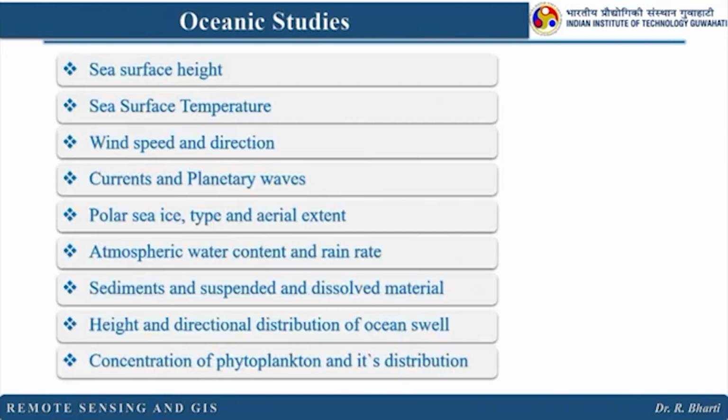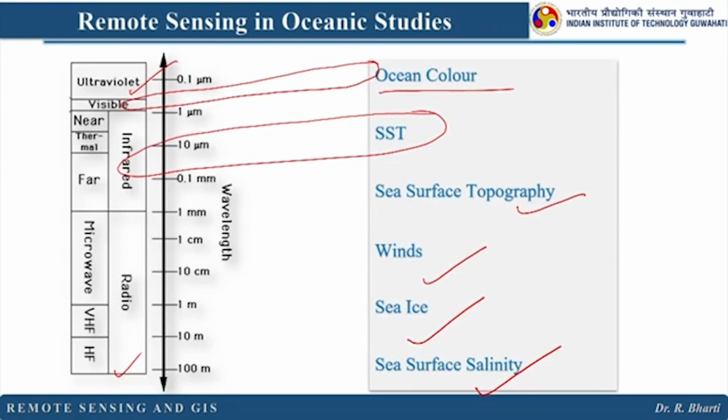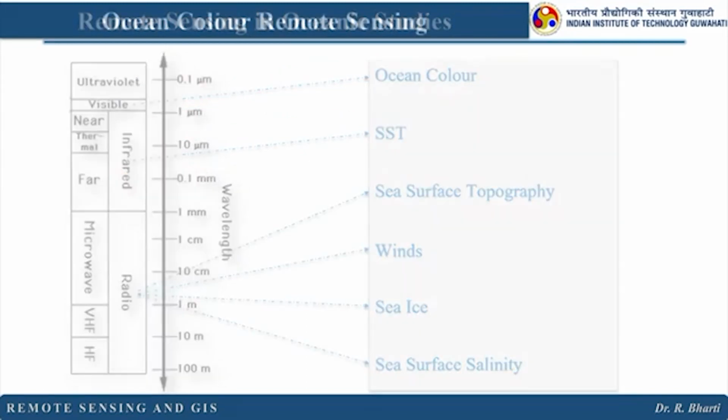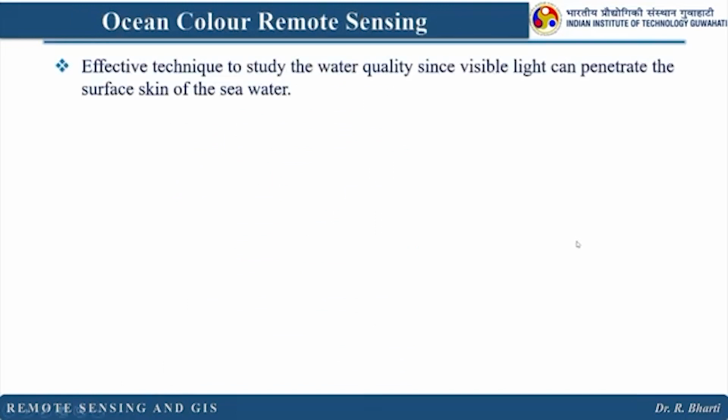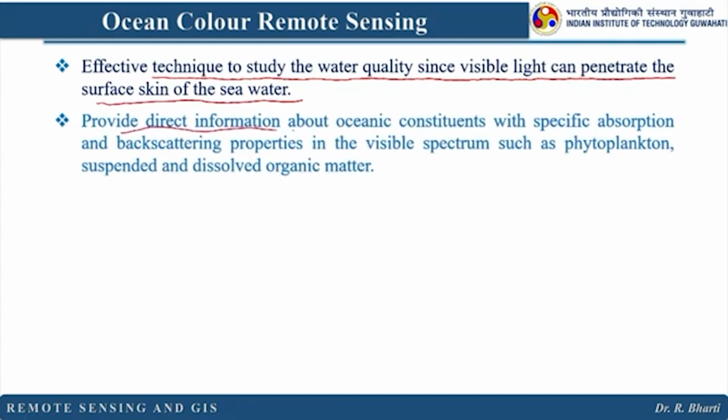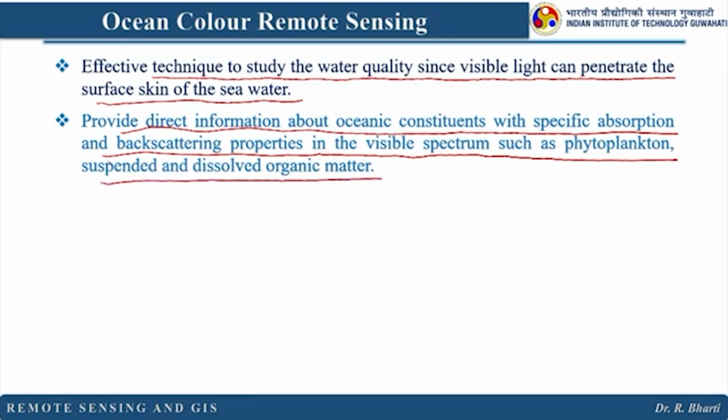You can see these are the list of areas where you can perform new research, right? But for that you need to have a basic understanding of remote sensing and GIS and how they are used in this particular application. Now let us see ocean color remote sensing. This is a very effective technique to study water quality, since visible light can penetrate the surface skin of sea water, which provides direct information about oceanic constituents with specific absorption and backscattering property in the visible spectrum, such as phytoplankton, suspended and dissolved organic matter.